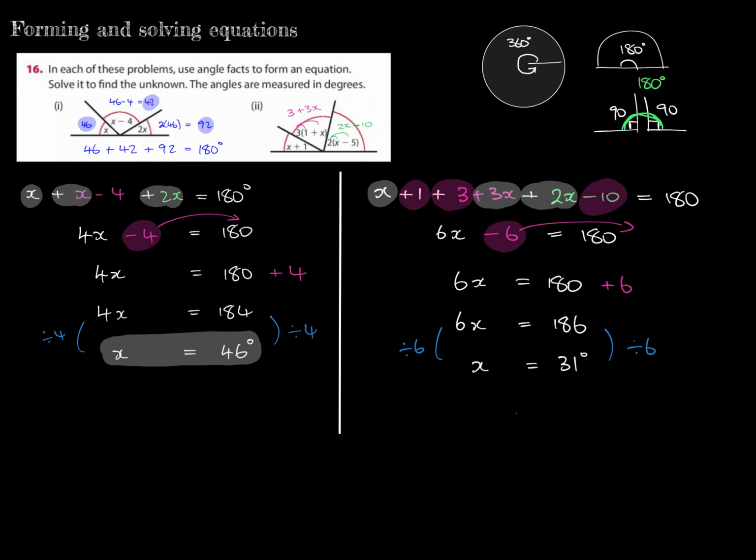You could go back and verify that if you wanted to, so I'll just quickly verify it. If you look at the drawing they gave us to begin with, we said that this was equal to 31 plus 1, so that's going to be 32. This one here was going to be 3 times 1 plus 31. So 1 plus 31 is 32, and 32 multiplied by 3 gives you 96.